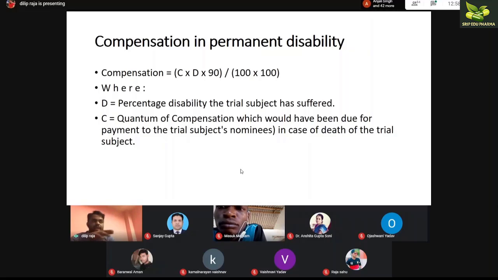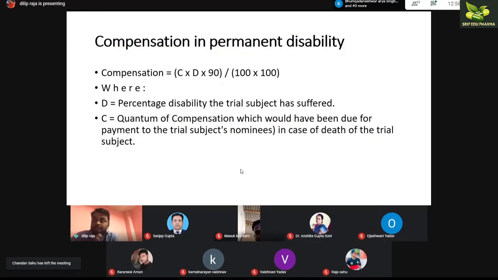And this is the compensation in the case of permanent disability: C into D into 90 by 100 into 100. D is the percentage disability the trial subject has suffered, which will be decided by the committee in the CDSCO, and C is the quantum of compensation which would have been due for payment to the trial subject in the case of death. Permanent disability means it cannot be reversed, right? So in the case of death, how much compensation is normally given? That compensation is nothing but the C, right?